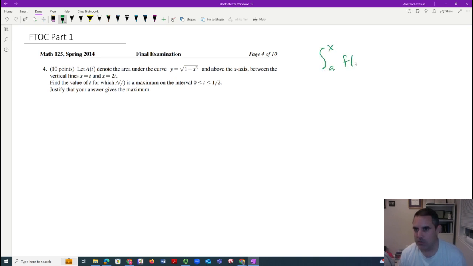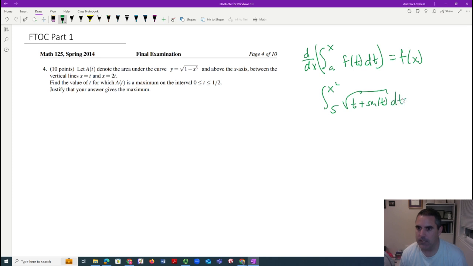This was the foundational idea that led to the broader fundamental theorem of calculus, which said the derivative of an integral is f of x in this sense. And then we played around with different scenarios. If this was 5 and this was x squared and this was the square root of t plus sine of t or something, dt. We talked about what would happen if you took the derivative of that and how it's just using the same rule as above, but you also have to use the chain rule.